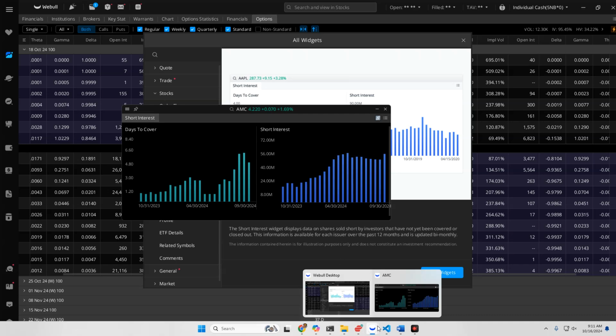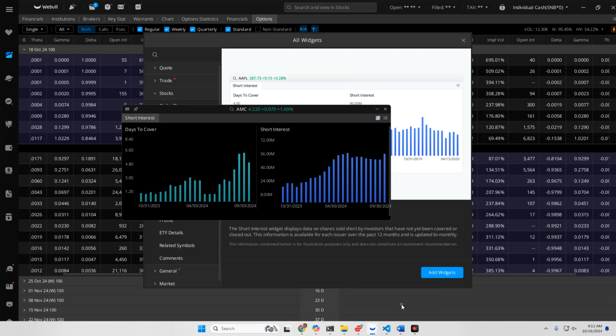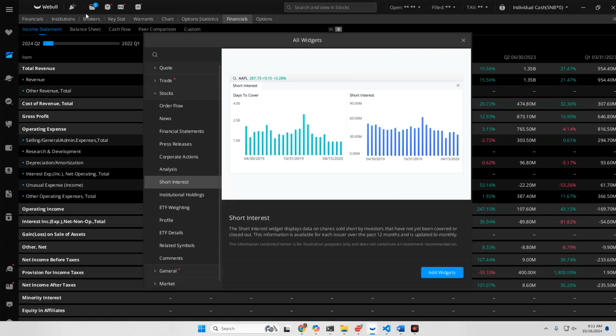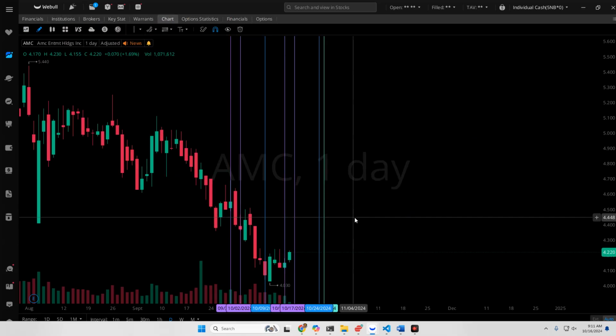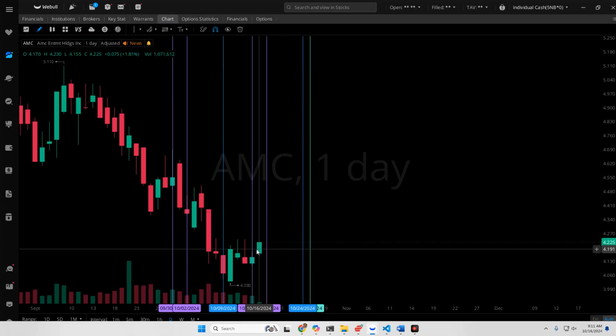So anyways, still think it's coming, y'all, but yep, short interest is very relevant when it comes to the windows. So far, so good today. So let's see what happens.